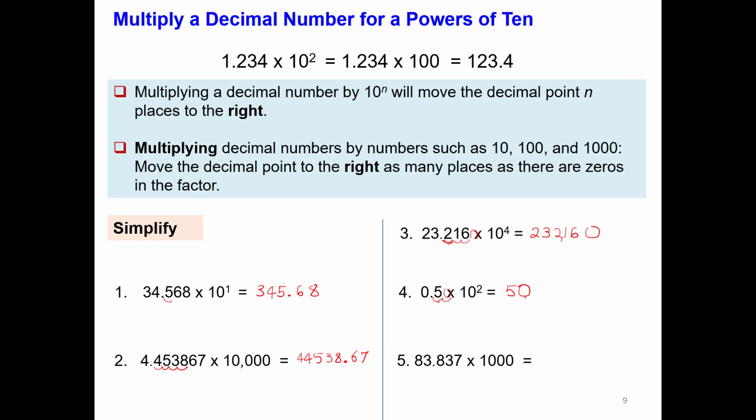In the last one, we need to move 3 decimal places. And here the decimal point is 1, 2, 3. And the answer is 83,837. And here it's not a point, it's a comma, yes. And let's move to the next slide.